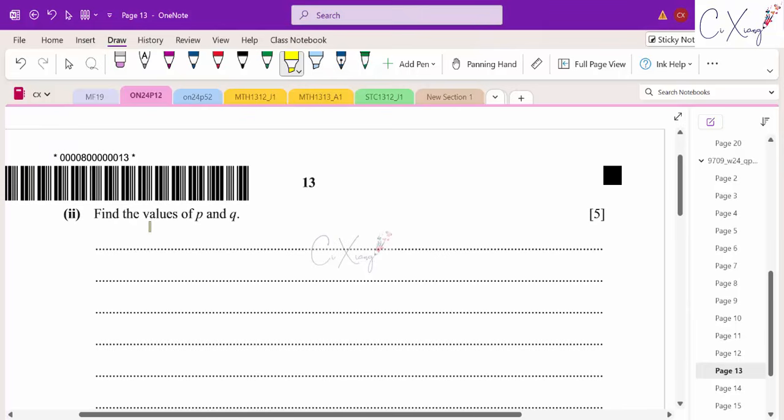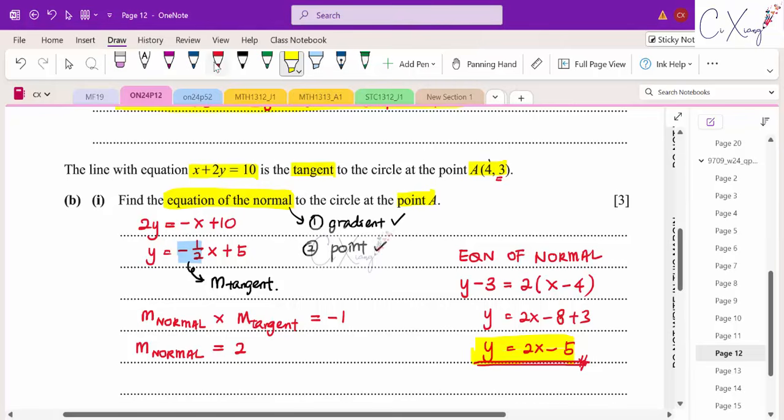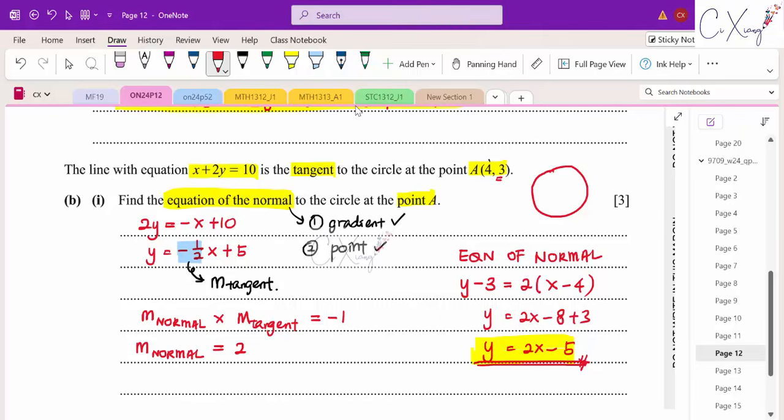Okay, so for part B number 2, now they want you to find the values of P and also Q. So now let's go back to this question just now. For this question, they did mention that the equation given is a tangent to the circle at the point A. Okay, so what is the gradient of the normal? So you know that the gradient of the normal, we already calculated, is 2.